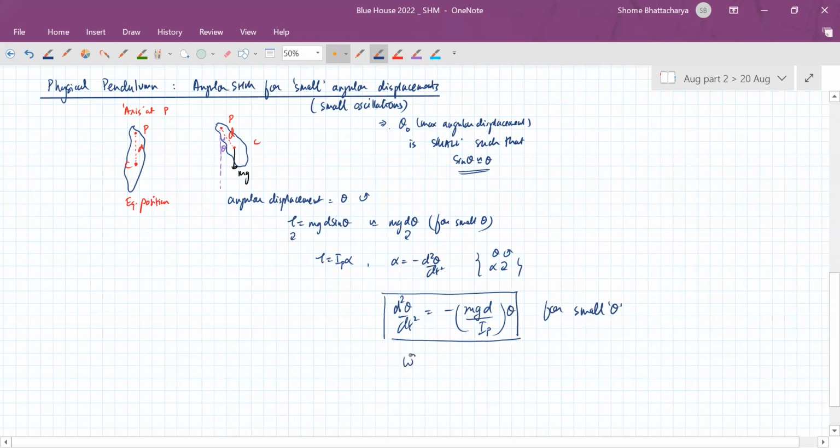So omega square becomes this standard formula, and the time period therefore has the standard formula. So all we need to do is understand the moment of inertia about the point of suspension or the axis of rotation, and the distance of that axis from the center of mass. These two things are needed to calculate the time period for any physical pendulum.